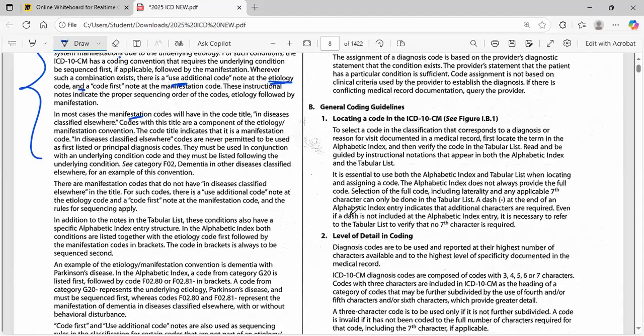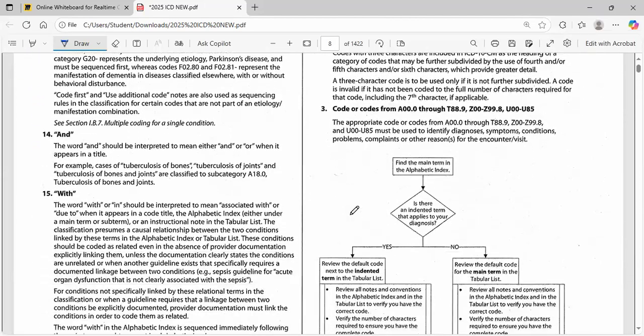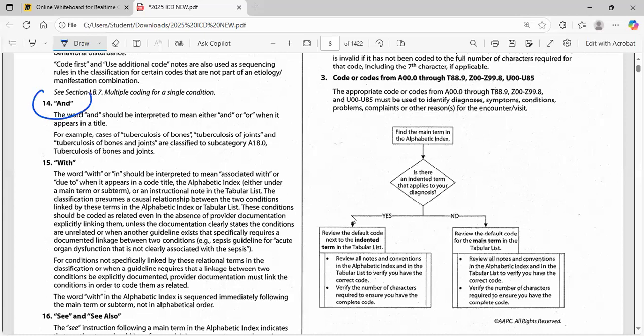So next we have "and." The word "and" is used to represent the "or" as well as to represent the "and." In short, we do not have the "or" term in our manual. "And" is used to represent the "and" and is also used to represent the "or."